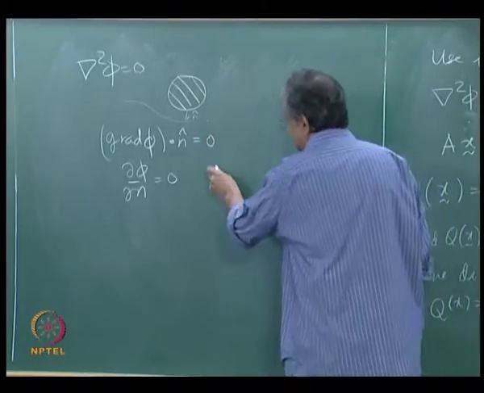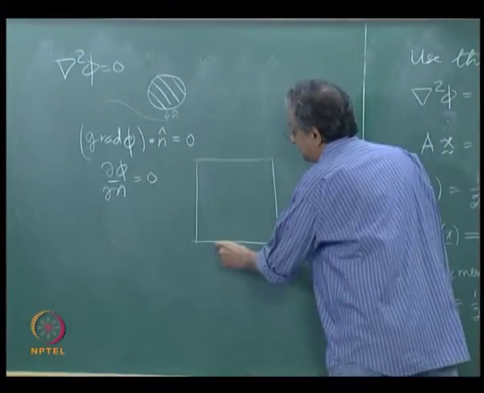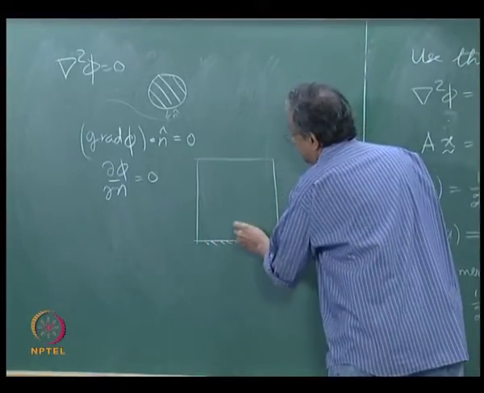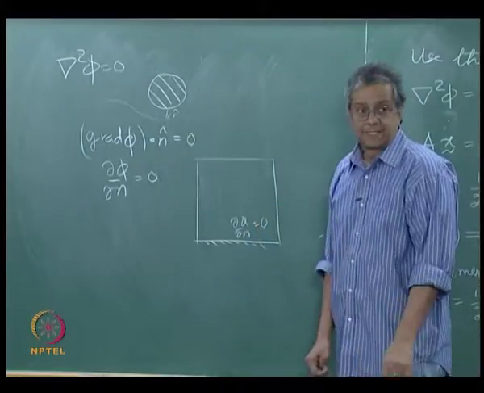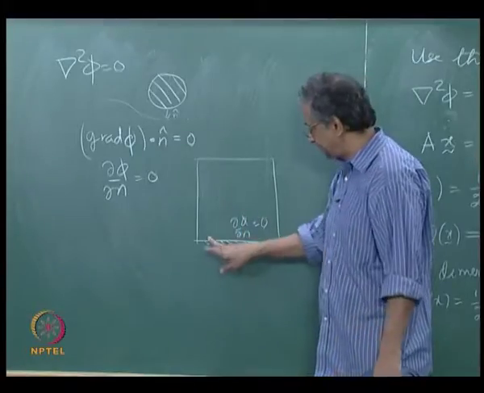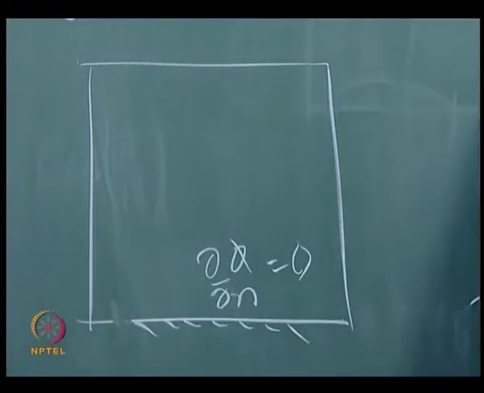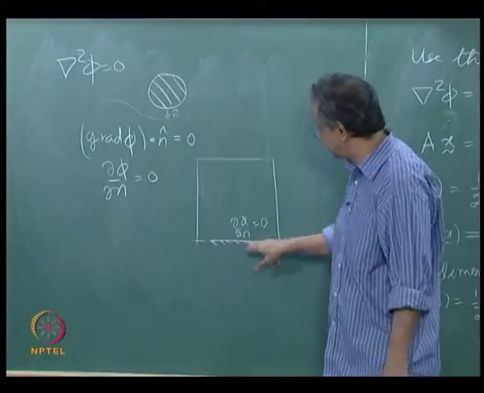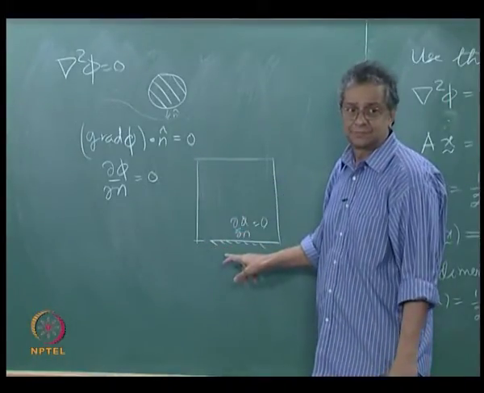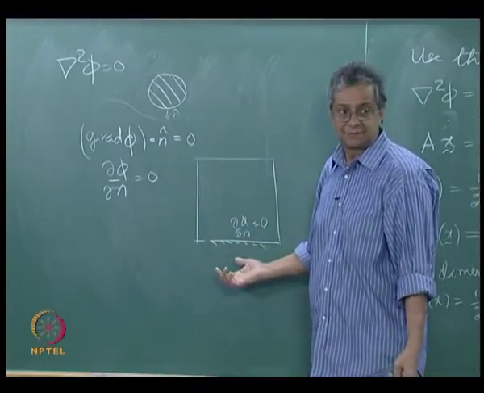We will restrict ourselves to a box, but the fact of the matter is that anywhere on the box it is possible that you are given dou phi dou n equal to 0 or dou phi dou n equal to something. If this represents a room and there is some air coming in through an air conditioner, then dou phi dou n may give you the velocity at that point, which is the speed at which the air conditioner is injecting air. So you may be given the dou phi dou n value. What we have done so far is prescribe the phi values on the boundary, but the question is what happens if you are not given phi but you are given dou phi dou n.